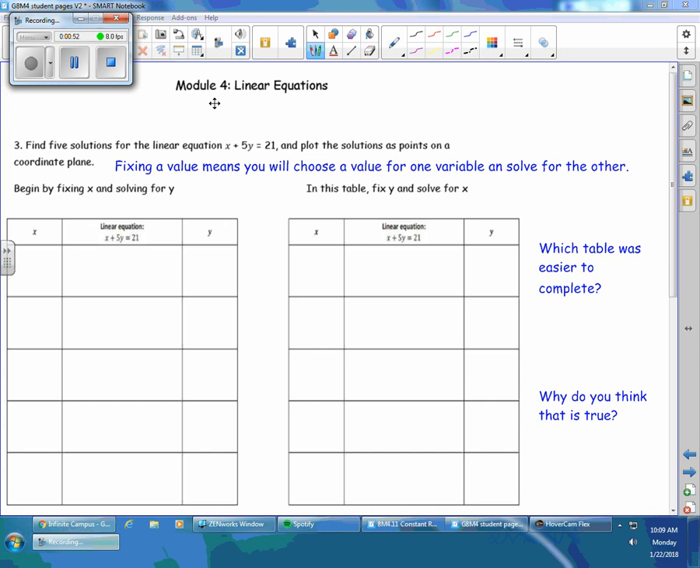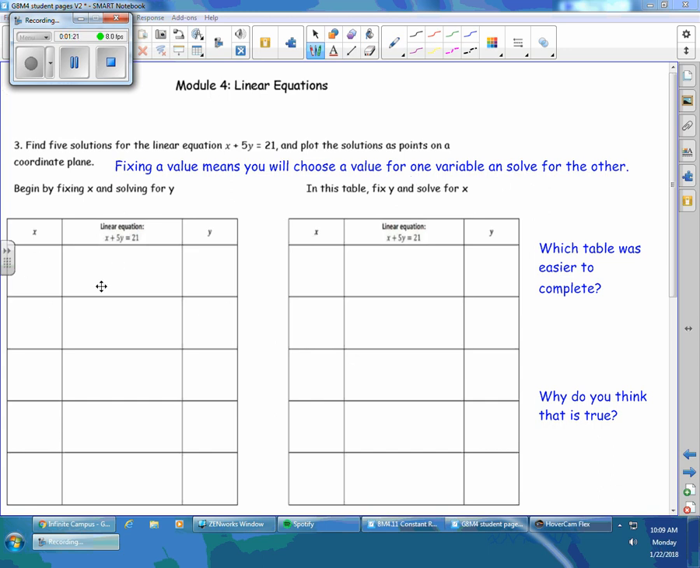So page 103 starts with find 5 solutions for the linear equation x plus 5y equals 21 and plot the solutions as points on the coordinate plane. The table on the left says begin by fixing x and solving for y, and the table on the right says in this table fix y and solve for x. So you're like, fix, what does that mean? Fixing a value means you will choose a value for one variable and solve for the other variable.